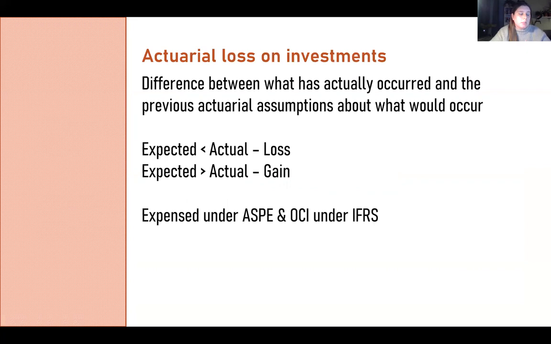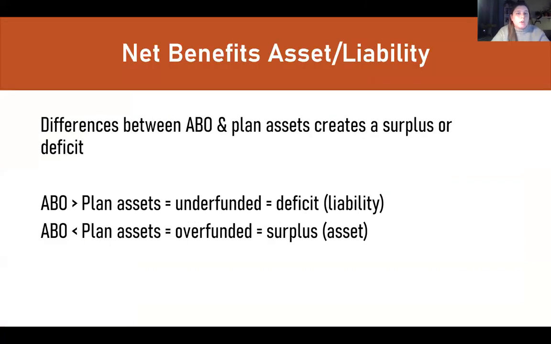So that's how you calculate plan assets. Then you're going to have another account called net benefits asset or liability. That basically is the difference between the ABO and the plan assets. The difference between the two is either going to create a surplus or a deficit. If the ABO is underfunded, your ABO is going to be greater than the plan assets. That's going to create a deficit, so you're going to record a liability. And if it's overfunded, your ABO is smaller than your plan assets. That creates a surplus, so it's an asset.